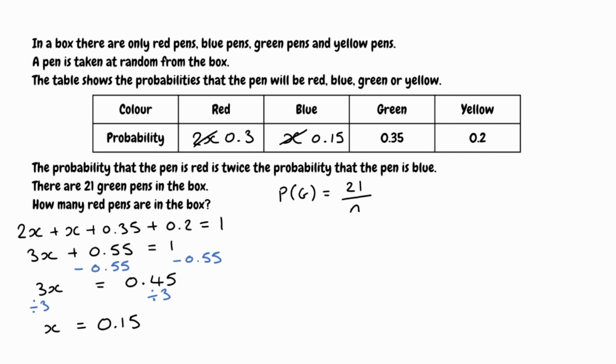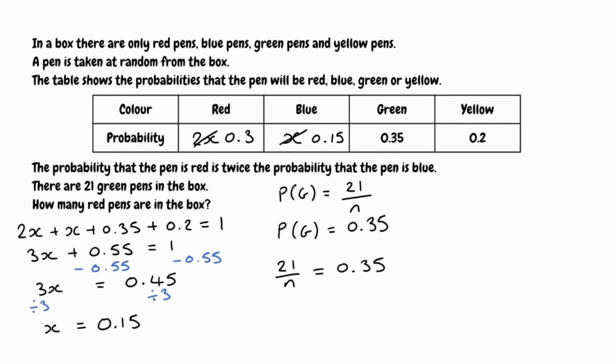So we're just going to call that n. So the probability of picking a green pen is 21 over n. But we're also told from the table that the probability of picking a green pen is 0.35. So because the probability of picking a green pen is both 21 over n and 0.35, that must mean that these two things are equal. So 21 divided by n must be equal to 0.35. So now we want to rearrange and solve for n.